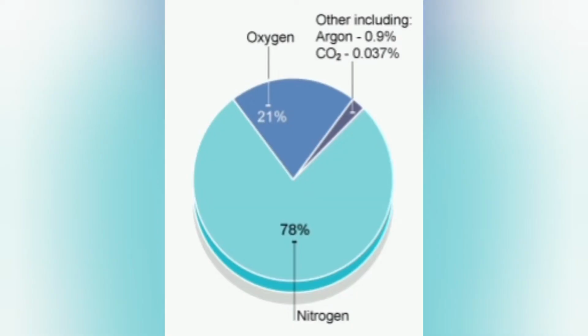Let's talk about the basic composition of the atmosphere. Now, atmosphere consists of various gases. Basically, it contains 78% of nitrogen, 21% of oxygen, and 0.03% carbon dioxide, which are the main constituents of the atmosphere. Then less than 1% are the rare gases like argon, neon, helium.